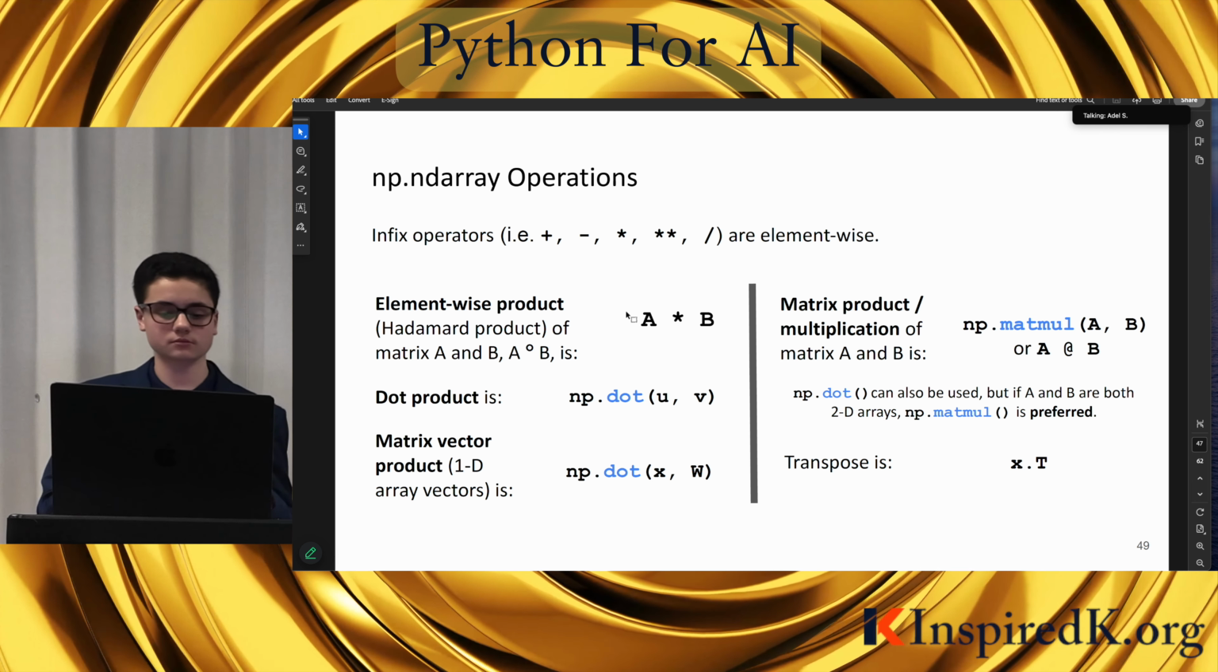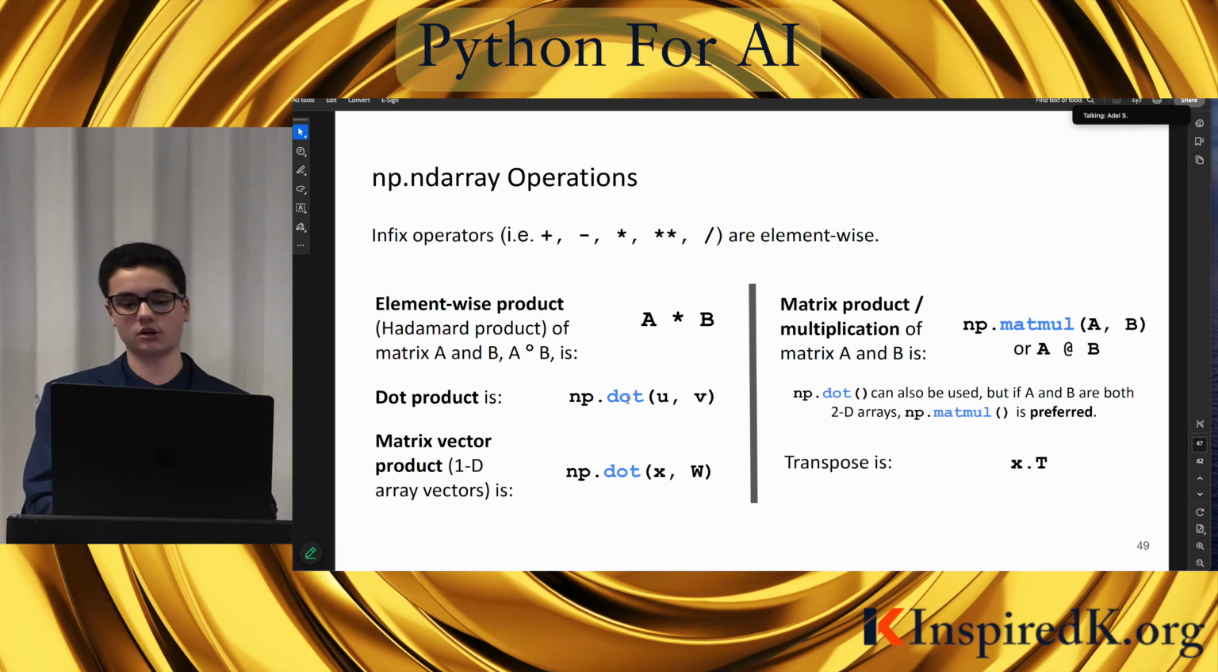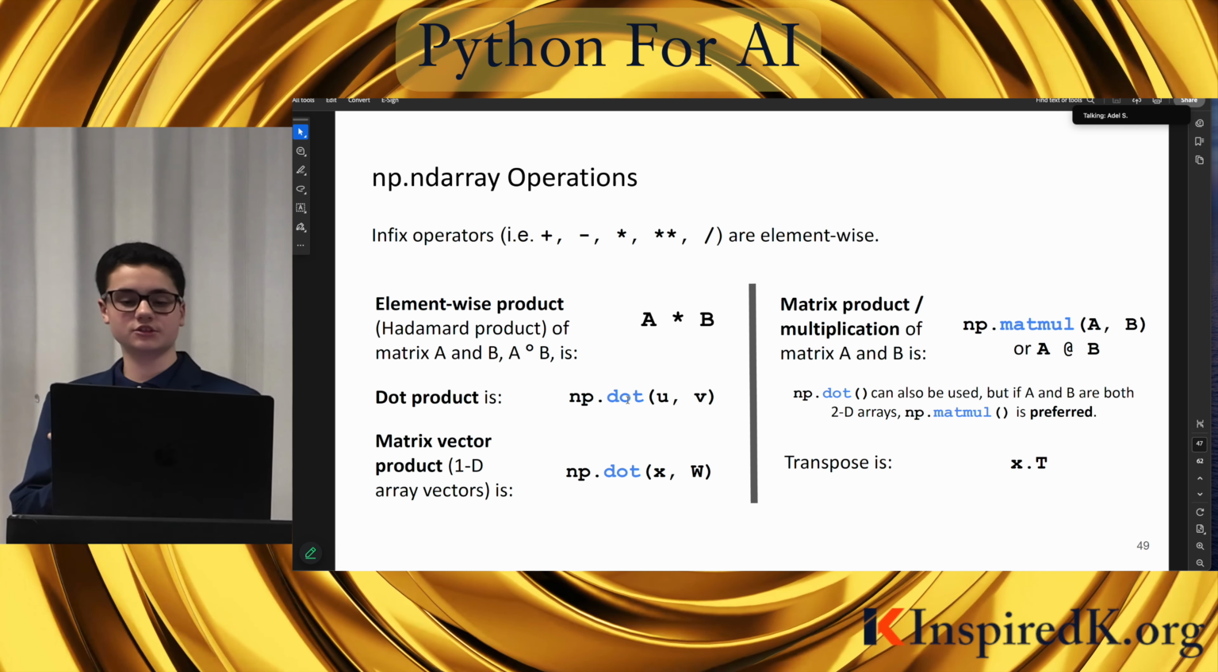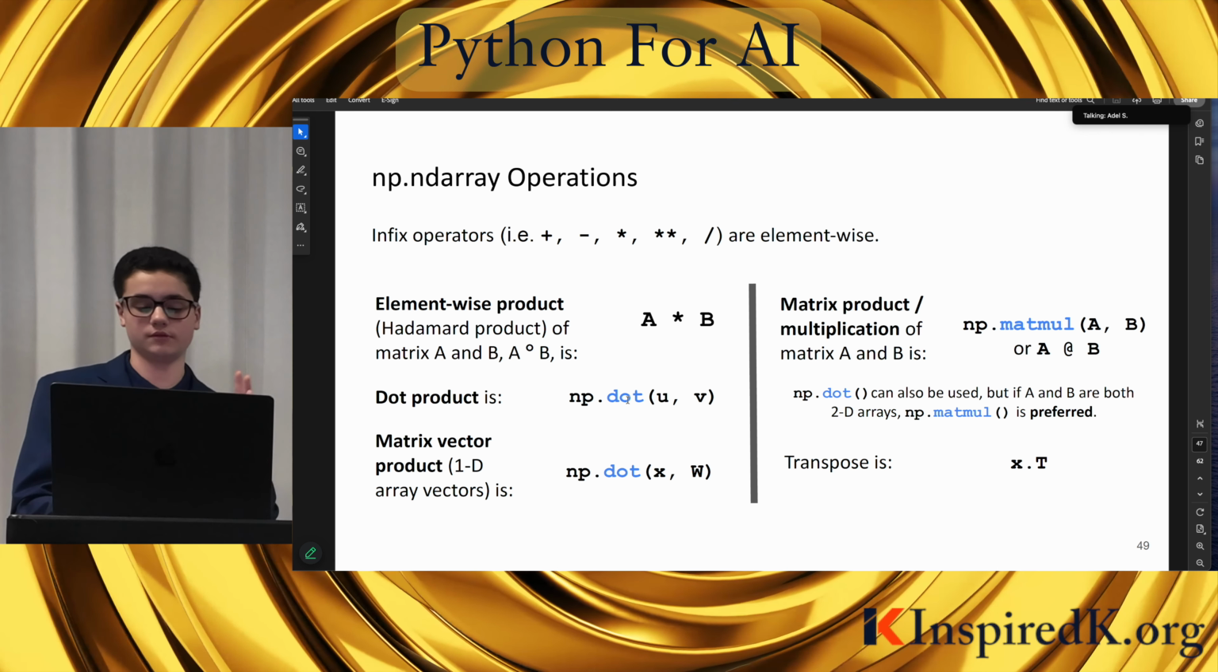The second operation we can perform is called the dot product, which is usually done between two vectors to multiply corresponding entries and sum them together to achieve a final output.